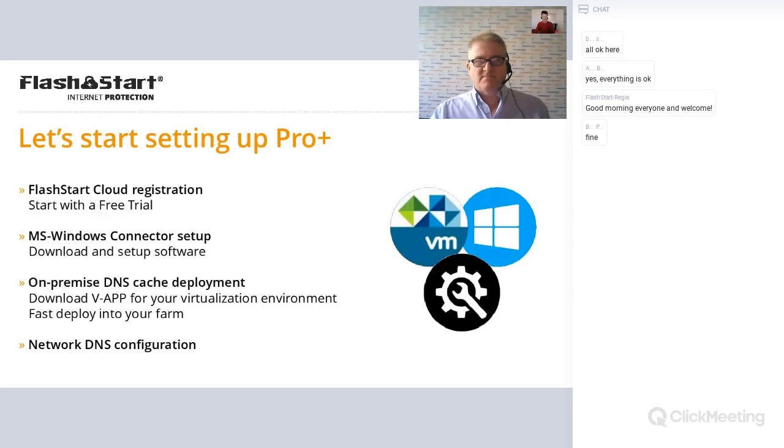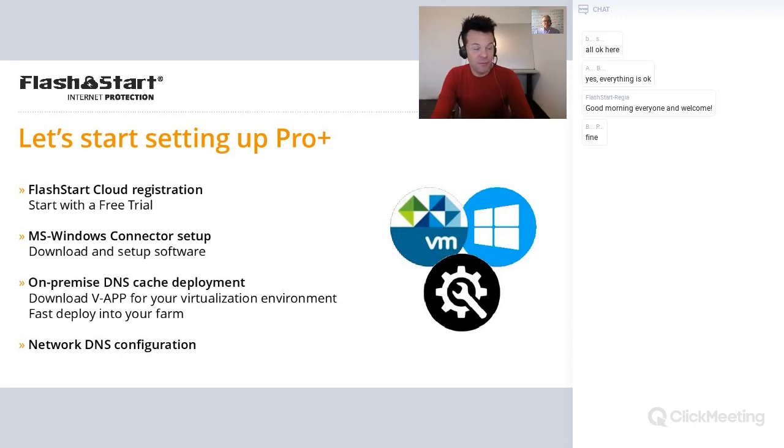So let's start setting up. We will see how to set up a complete working account. We will see how to connect through the Windows connector. The Windows connector is a very lightweight software in order to synchronize both users and groups and single user authentication sessions. And then we will see how to configure the local DNS on-premise cache. It can run on VMware, Hyper-V, KVM, Proxmox.